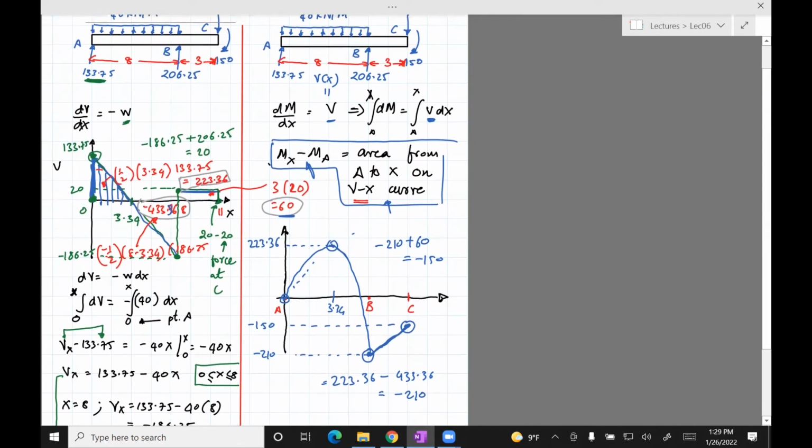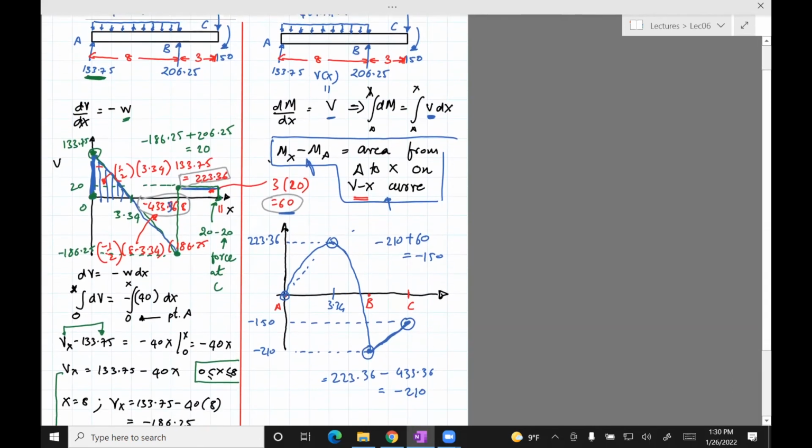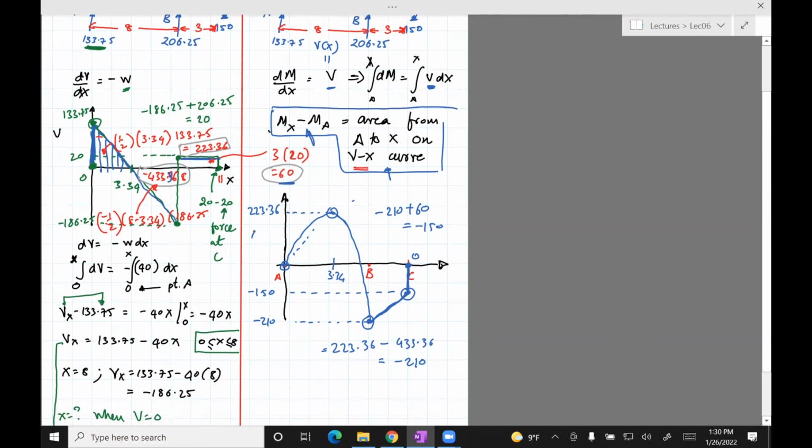Okay, and then finally, there's a 150 kilonewton meter moment on the right side. That actually ensures that the moment here is closed to 0. That is my MX curve. And as you can see, I practically wrote no equations except for this equation, which is what I used in order to get that curve.